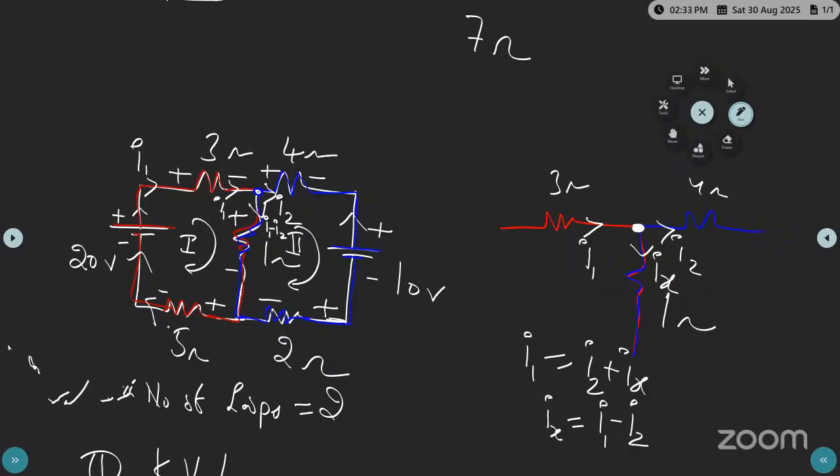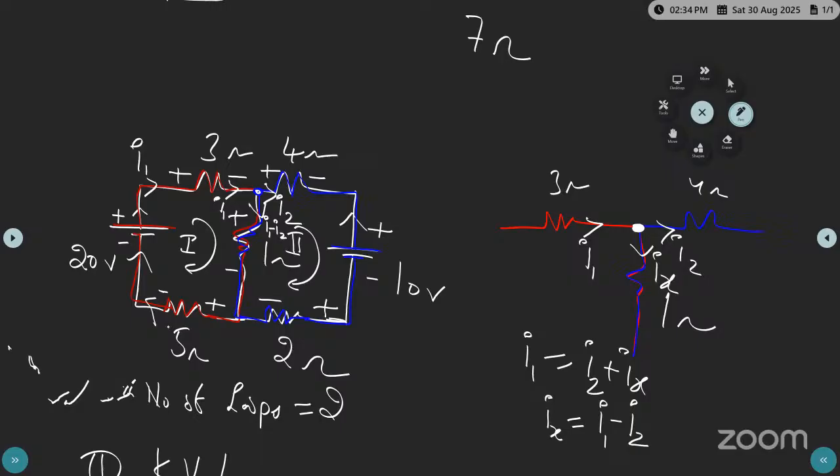For individual elements, individual currents will flow. That is I1 or I2 or I3 and so on. Okay, that is for loops.